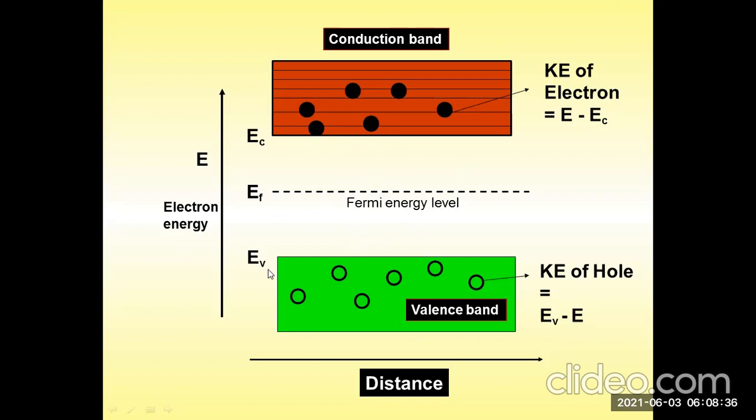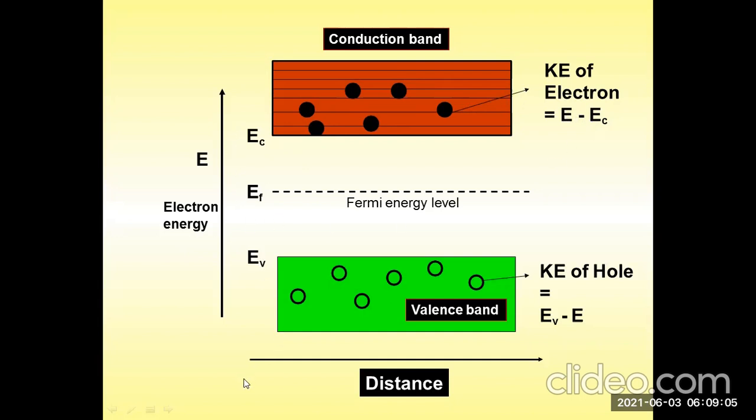This is the highest value of the valence band, which is represented by EV, and this is the lowest value of the conduction band, therefore it is represented by EC. When I talk about movement, there is a movement of the electron. Electrons are freely moving in the conduction band. So the kinetic energy of the electron is given by E minus EC. How is it E minus EC?